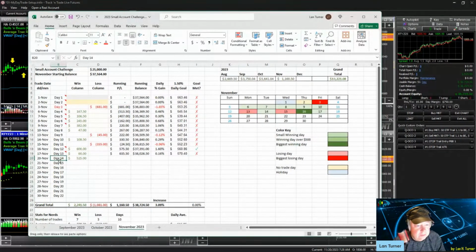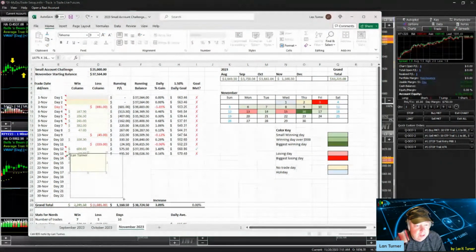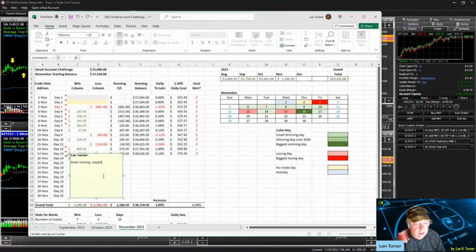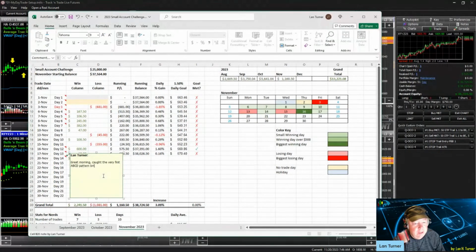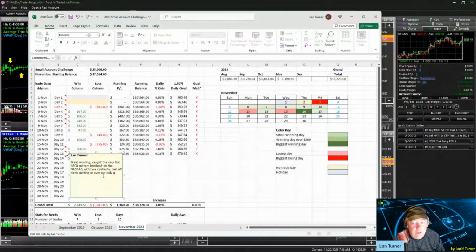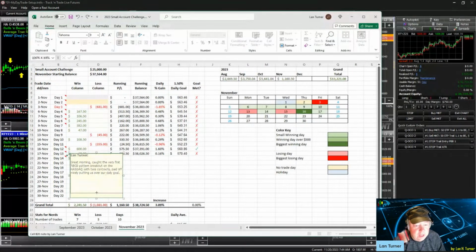We'll come in here and add our note. New note, so you guys can see how to do this. And then I just come in and I say, great morning. Caught the very first ABCD pattern breakout on the NASDAQ with 2 contracts. Paid off nicely, putting us over our daily goal. There we go. Nothing else to say about that one. Just did the right thing and away it went.